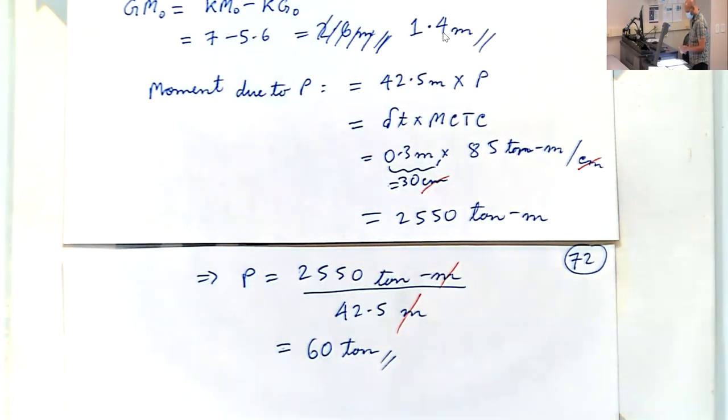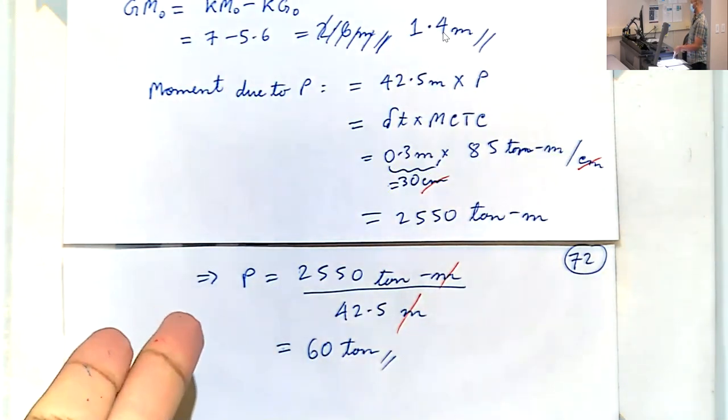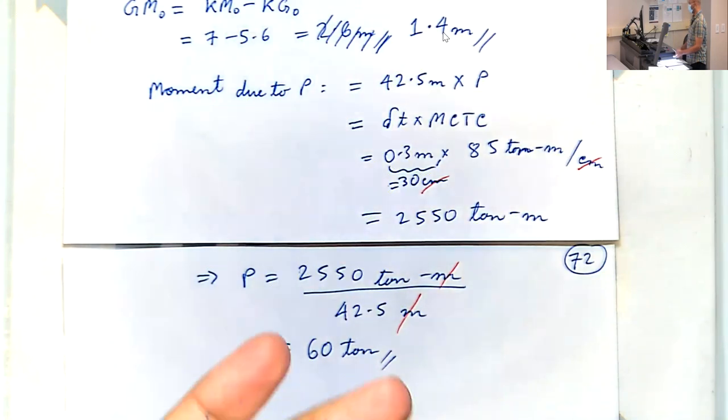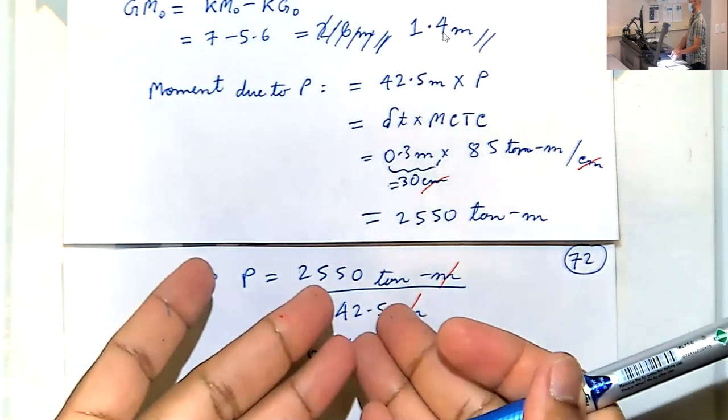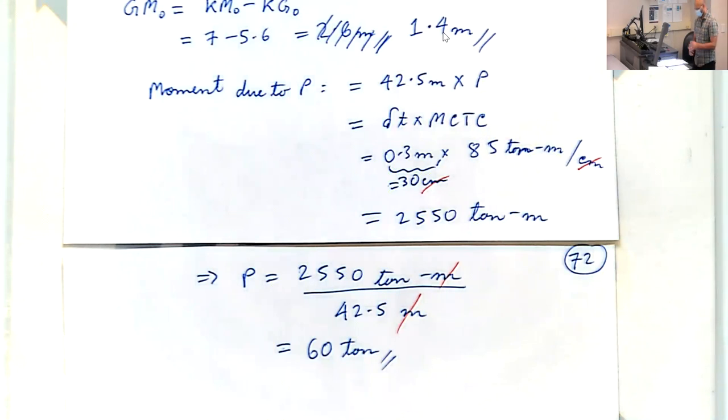So ideally we would put P in Newton, right? P is a force, but that's fine. You can put kilograms, which is basically this 60 ton is 60,000 kilograms. And again, make sure your units stay consistent. You can multiply by 1000 and by G, but that's perfectly fine. Okay, now we have P. What do we do with this? We have the reaction force that the ground is supporting us with. How do we use this?